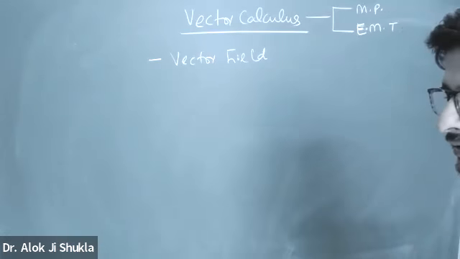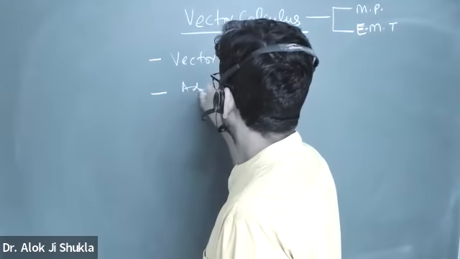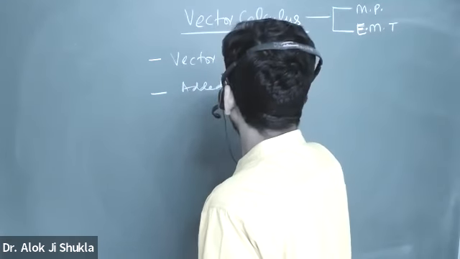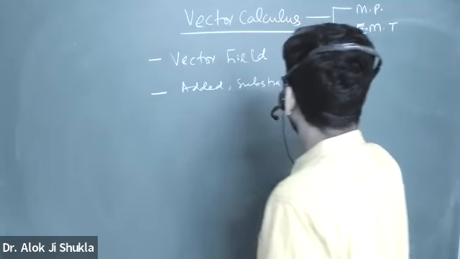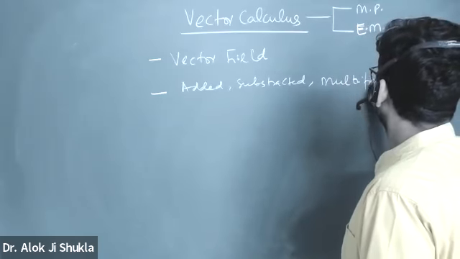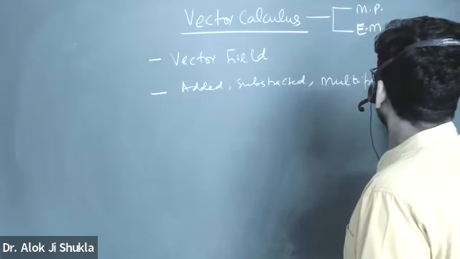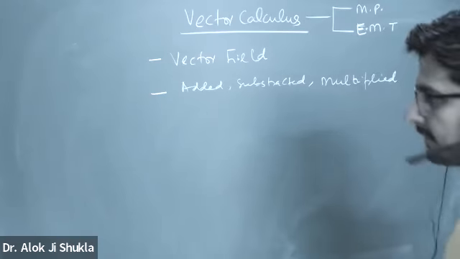Okay, so they represent a quantity which is in whole of the space. So the concept of vector field, and how they are added, subtracted, and multiplied. The need of multiplication of vectors, need of addition of vectors, subtraction of vectors. So all those things we have to discuss.